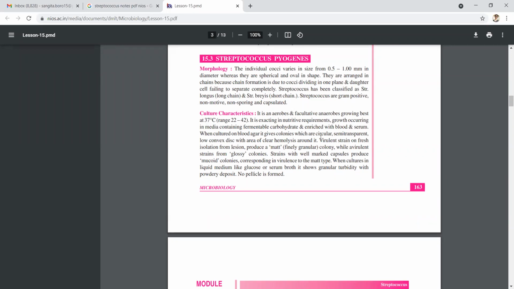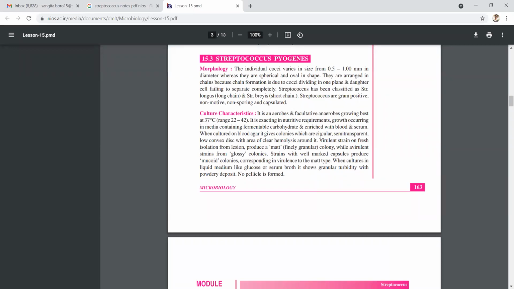Streptococcus pyogenes, as I told you, is responsible for causing pyogenic infection or pyogenic lesion. This particular cocci's size is 0.5 to 1 micrometer in diameter, and they are spherical and oval in shape. They are arranged in chains because chain formation is due to cocci dividing in one plane and daughter cells failing to separate completely. That is the reason why the cocci all come under one chain. Otherwise, you'd find them in pairs.